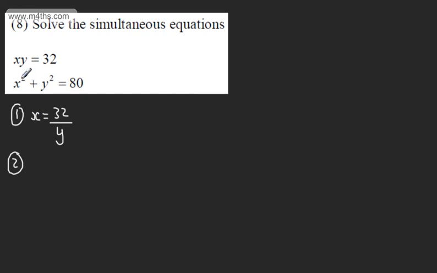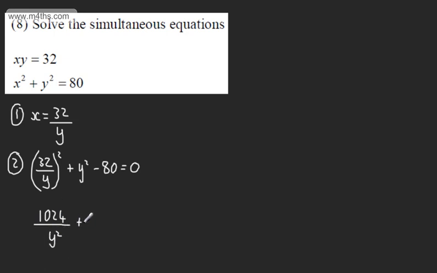So what we've got then is x squared. So we can write this now as 32 over y, which we need to square, plus y squared is equal to 80. And I'm just going to write this now as minus 80 is equal to 0. So I've just subtracted. Okay, if we square 32, 32 squared will give us 1024 over now y squared, plus now the y squared, minus 80 is equal to 0.